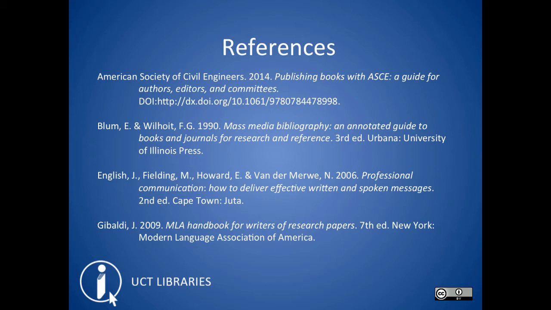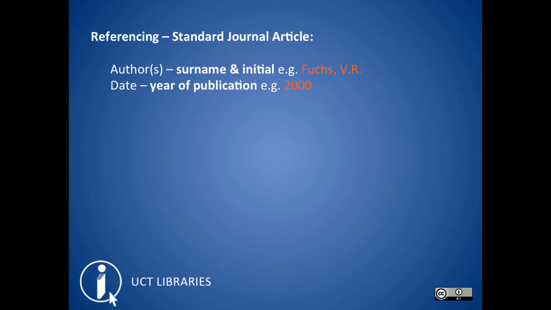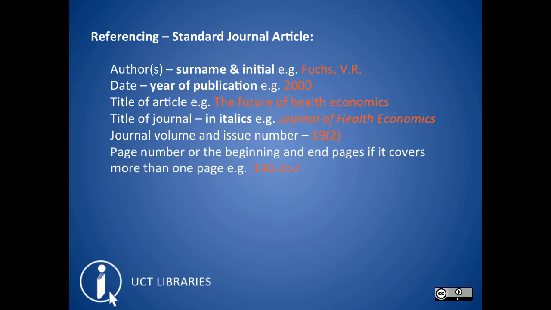At the end of your assignment, you will include a Works Cited page with the full publication details of your sources. The full publication details of a journal article will include the author or authors of the article, the year of publication, the title of the article, the title of the journal in italics, the journal volume and issue number, as well as the pages on which the article can be found.